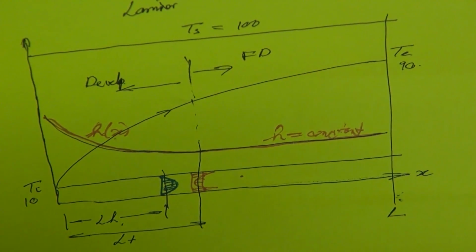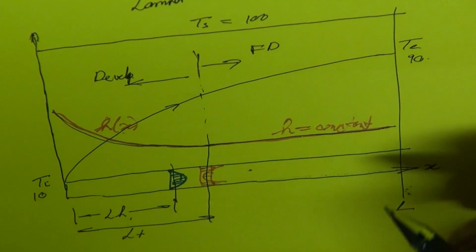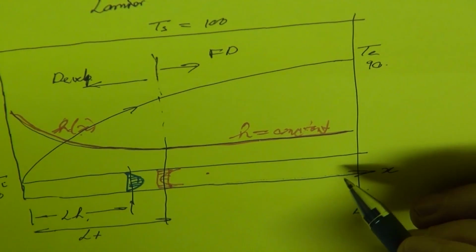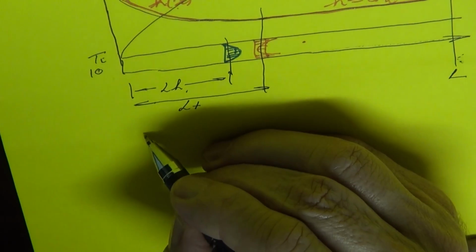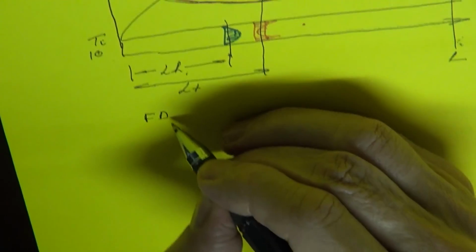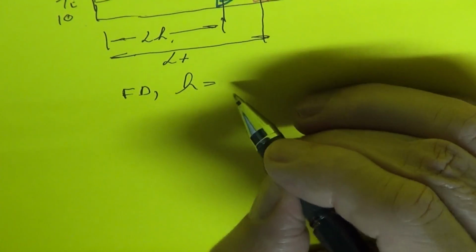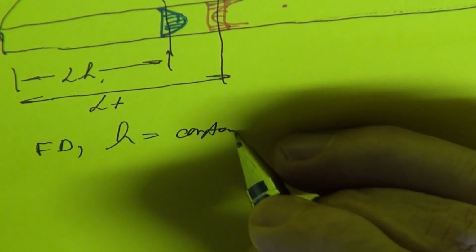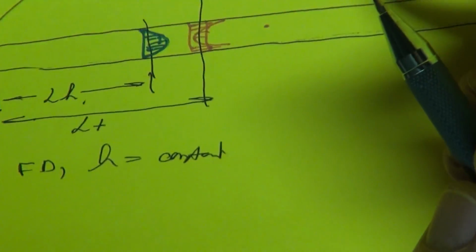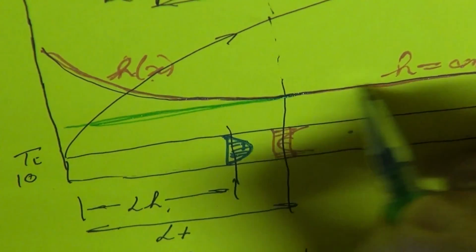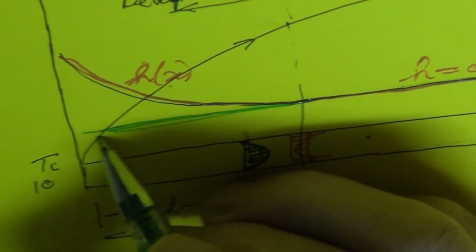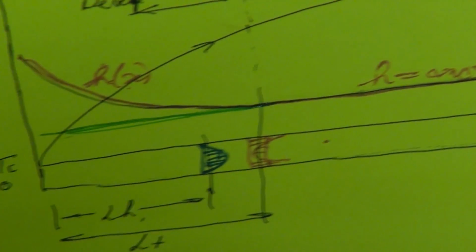So just to start, we have to make an assumption. And the assumption that we're going to make is that the flow is fully developed. So it's fully developed, and the heat transfer coefficient is a constant right through. So therefore, we are making the assumption that the heat transfer coefficient is a constant right through the tube. It might not be correct, but that is something that we're going to start with.